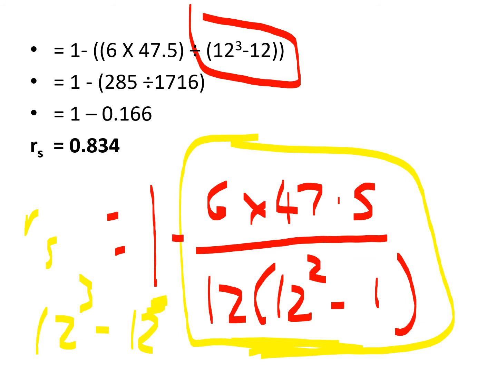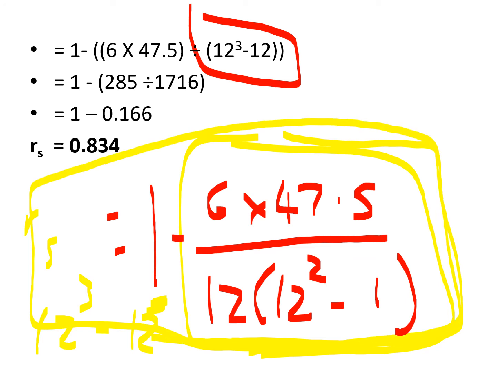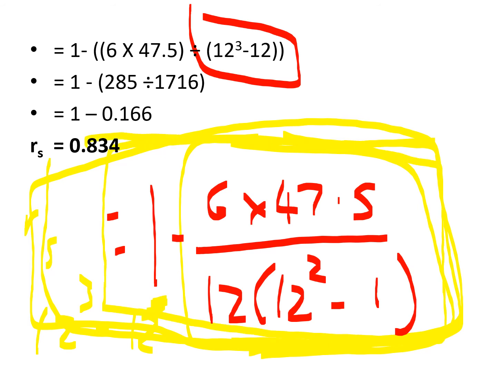And again, write this in your exam. Write out all of this in your exam. That is showing your working. They want to see you can put the numbers into the equation. So once you've done that, you just plug all of this into your calculator, and you should get 0.834. So 0.834, is that a strong enough correlation?